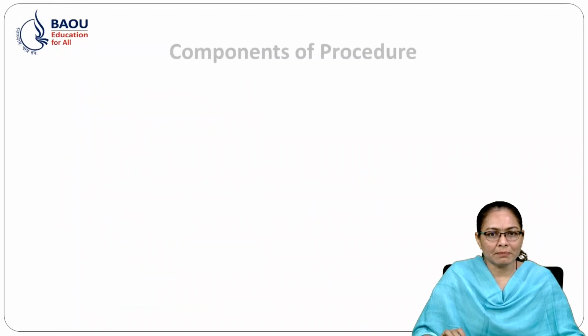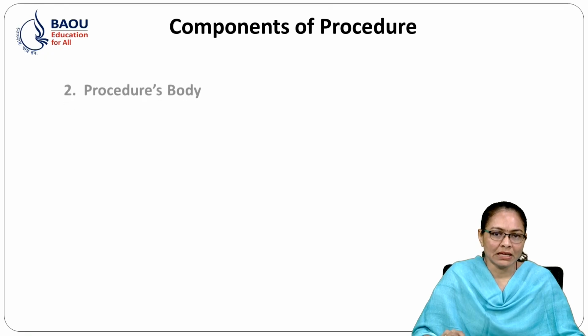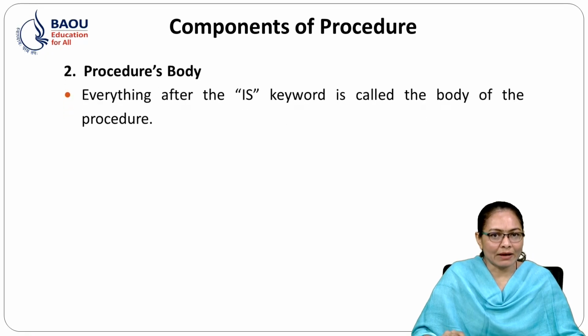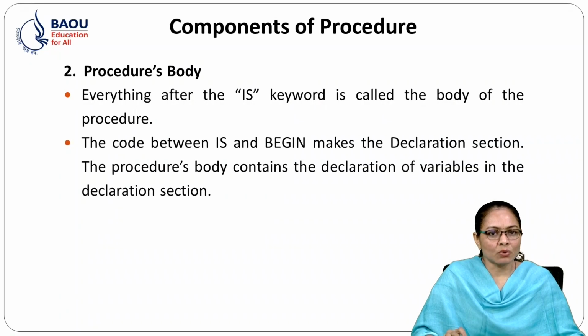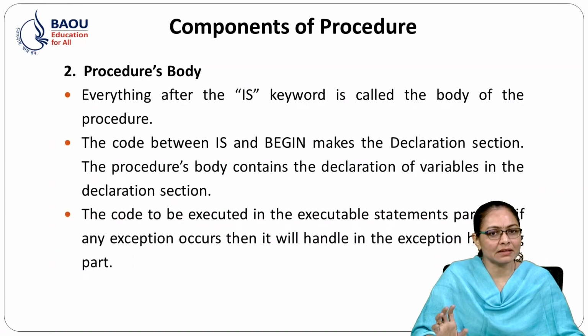Now, what do you mean by procedure body? The procedure body is everything after the IS keyword, up to the END keyword. In between, it is the procedure body. The code between IS and END makes the declaration section. The procedure body contains the declaration of the variables in the declaration section, the code to be executed in the executable statement part, and if any exception occurs, it will be handled in the exception handling part.